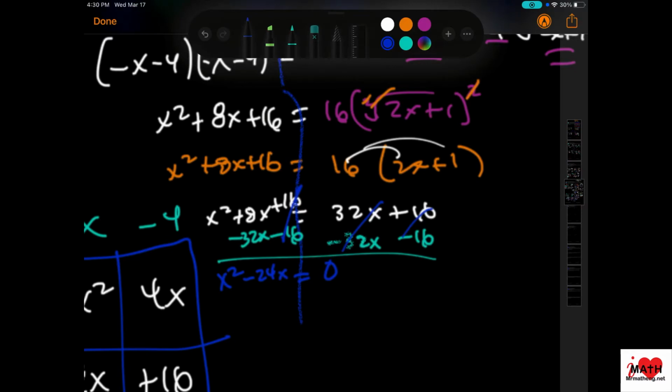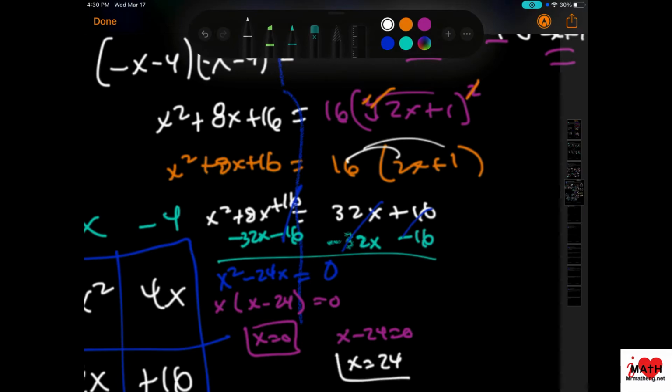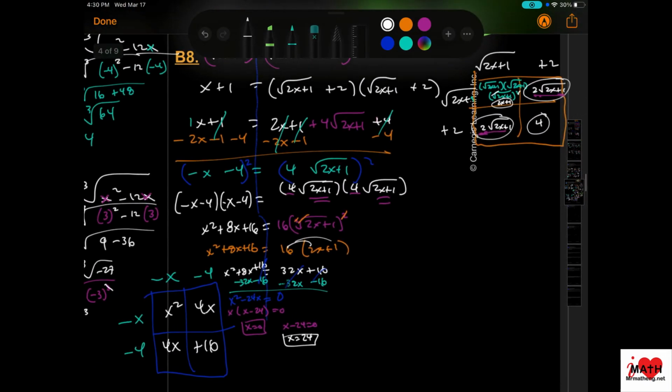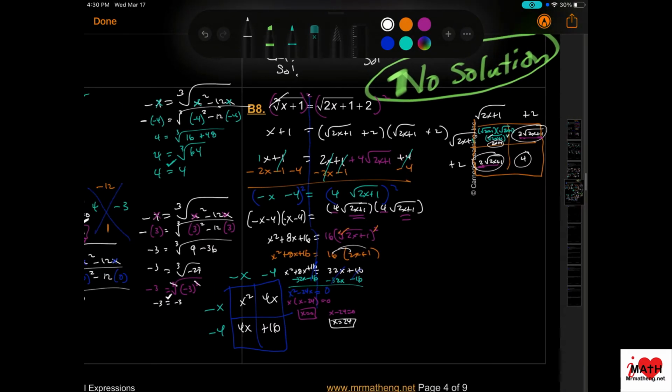Okay. So then I'm just going to factor out a GCF, solve it, 0 product rule, and you have x equals 0 and x equals 24. Okay, so now on this problem, on B8, we're going to do the same thing. We're going to have to check our answer. So let's check it.